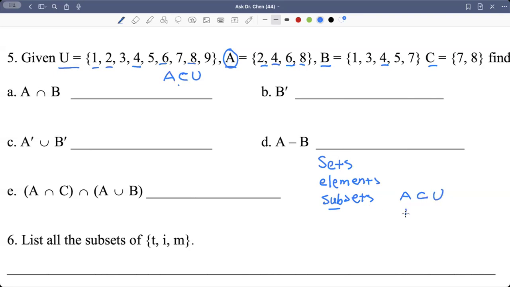And also B. We see B is also a subset of U, because 1, 3, 4, 5, 7 is also contained in U. And C is also a subset of U. So A, B, C, all 3 of them are subsets of U. In contrast, we can call U a superset of A, B, and C. Or even better, U is a universal set. Let's use different colors to see why.